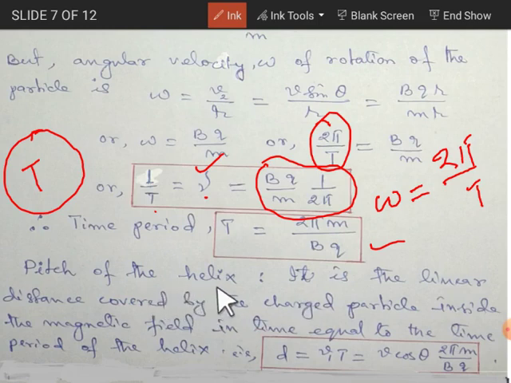Okay, so what happened? The pitch of the helix, as I said, which was denoted by small d, can be found out from this known time period t. Your pitch of this helix is nothing but the linear distance covered by the charged particle inside the magnetic field in a time equal to this time period of the helix. So your d will be equal to v1 t. What is this v1? It is that uniform velocity v cos theta along the x-axis. As the velocity is uniform, you can express distance travelled as velocity into time, and that time will be the time period of that charged particle. Okay, so if you multiply it, then you will get v cos theta times 2 pi m by bq. So up to this, it is the portion of your charged particle moving inside the uniform magnetic field.